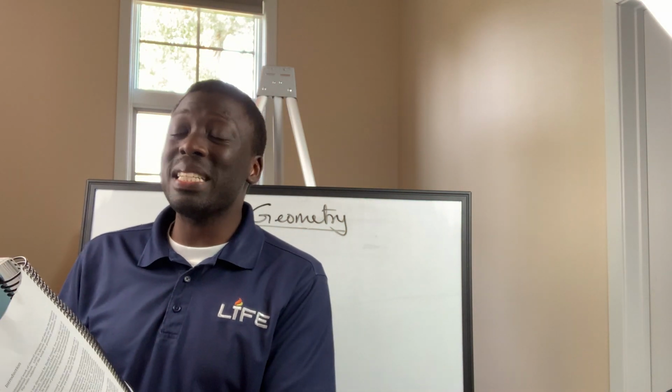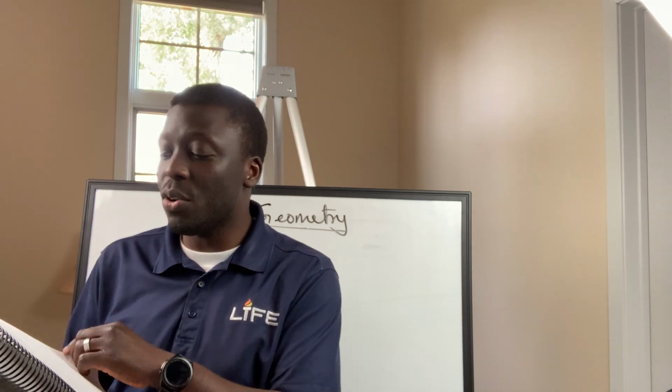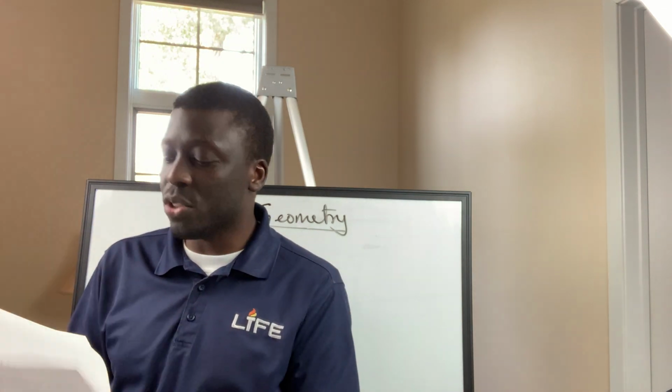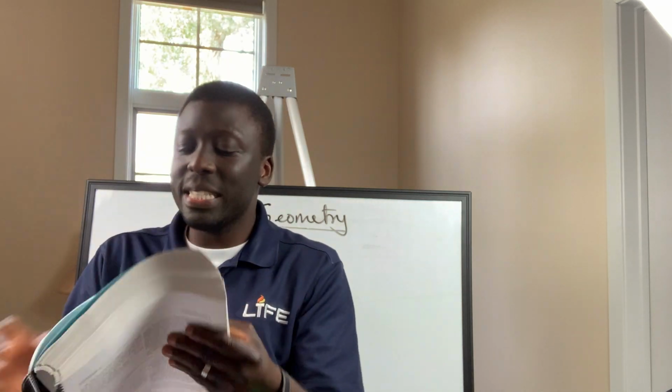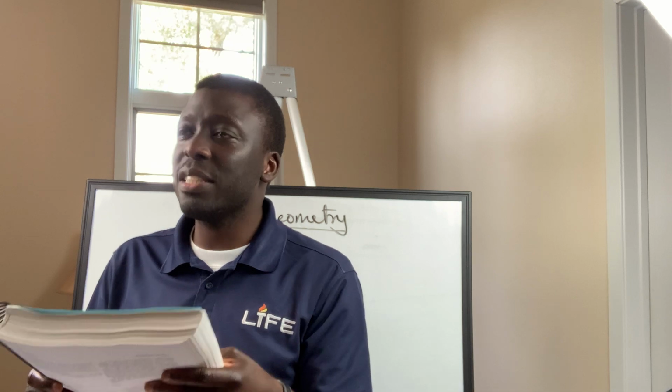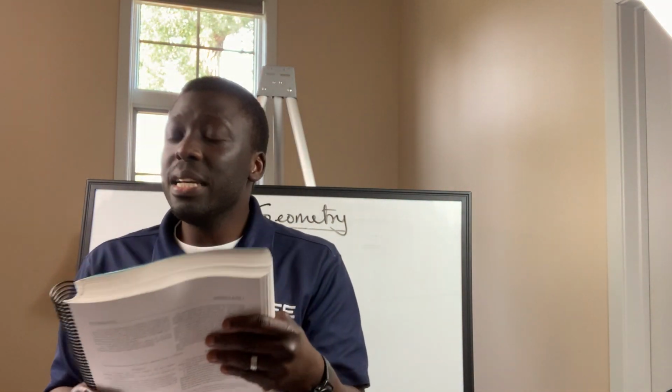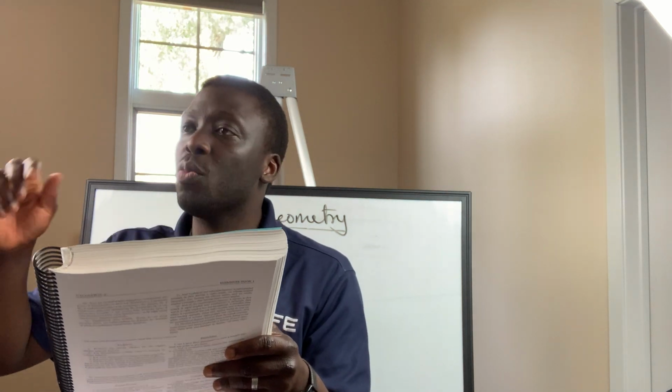Right from the first part of the book, which is broken into 13 books, book 1, 2, 3, all the way to book 13, the very first thing it says is: a point is that of which there is no part. And a line is a length without breadth. That's what it starts with right away.